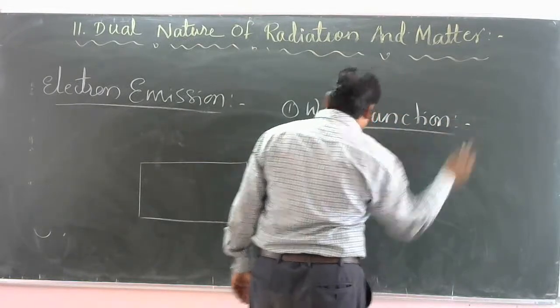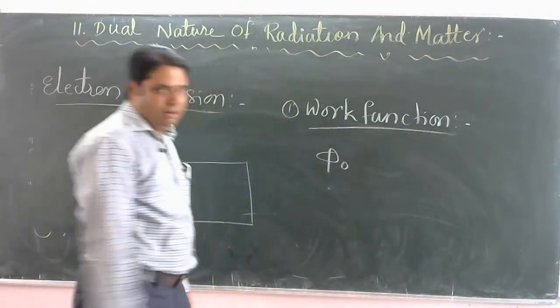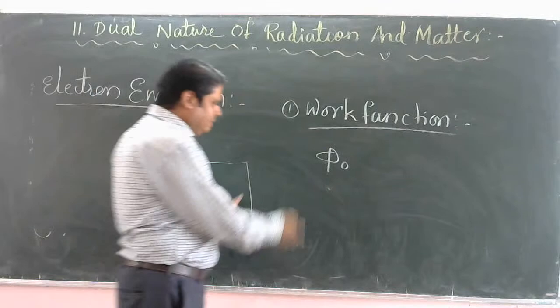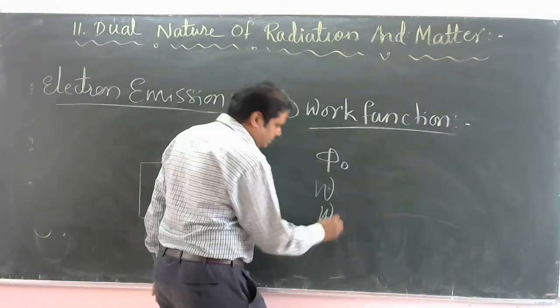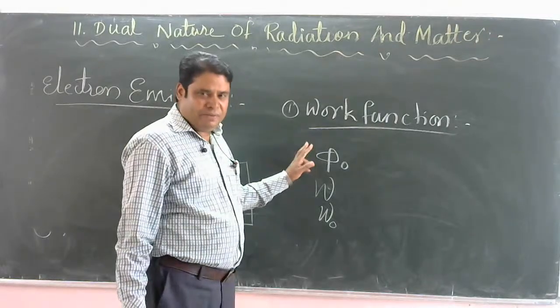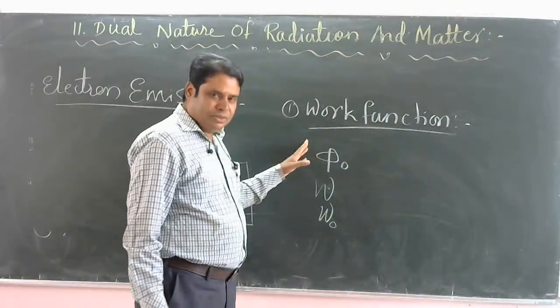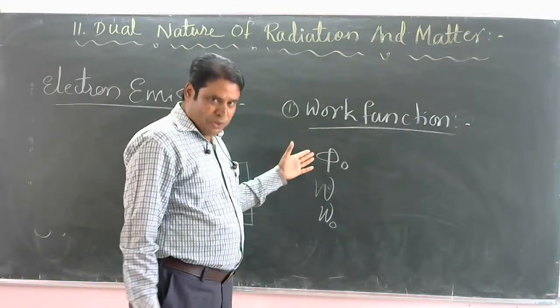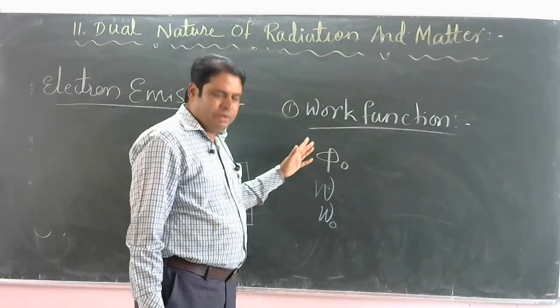It is called work function. Phi naught. Let us represent it by phi naught. Sometimes it's represented by W in some textbooks, in some subjects W naught. Phi naught. Don't confuse. Everywhere we use the same. For your chapter number 2 we also use phi. In chapter number 1 we are using phi.